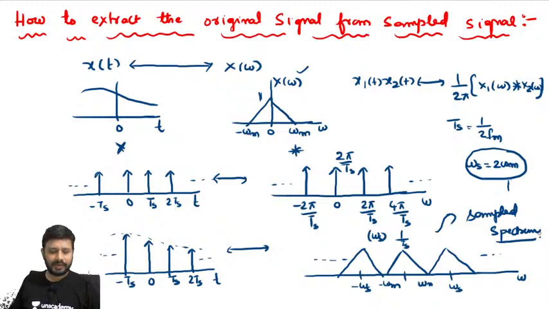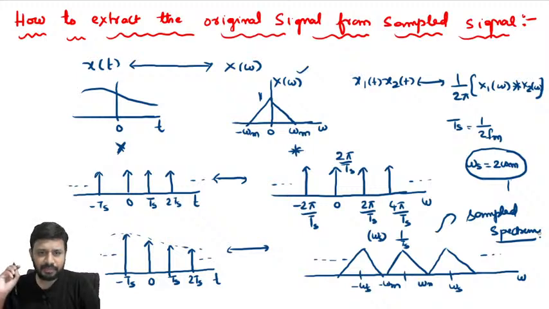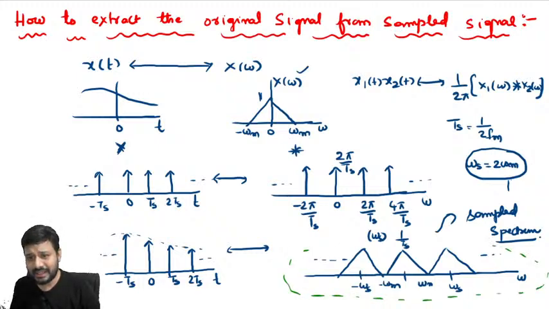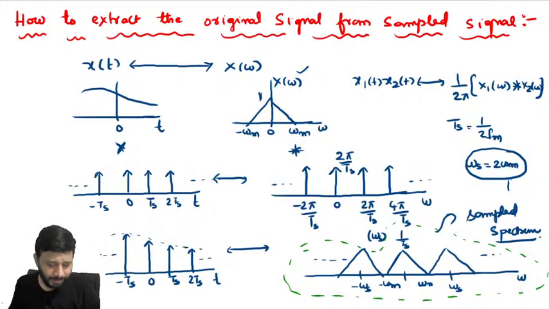Now from the sample spectrum, the question arises: how are you going to get your original message signal back? This is the spectrum I got now. In the time domain, this is my sample signal. In the frequency domain, it will look like this. The Fourier transform of the sample signal is a periodical repetition. From this periodical repetition, how am I going to get the original signal back? And we have seen that we pass it through a low pass filter.